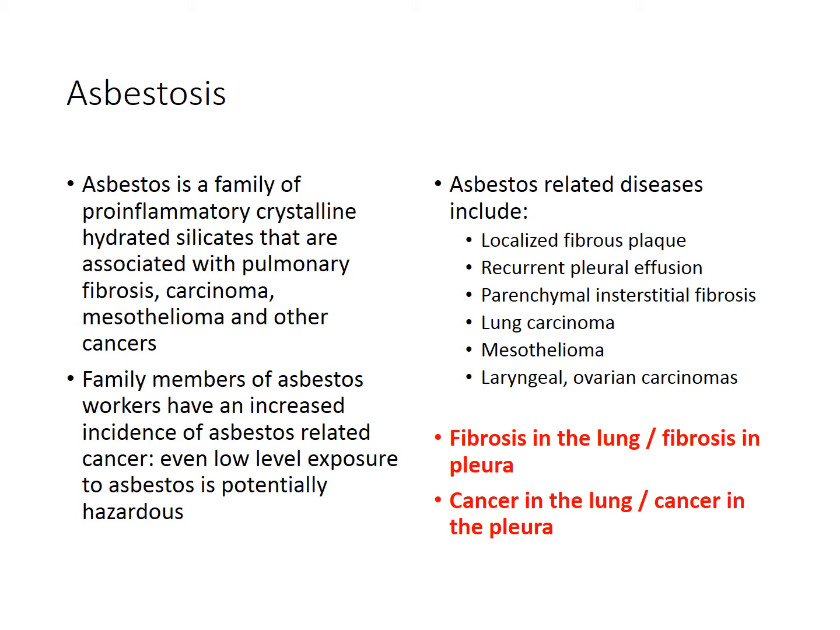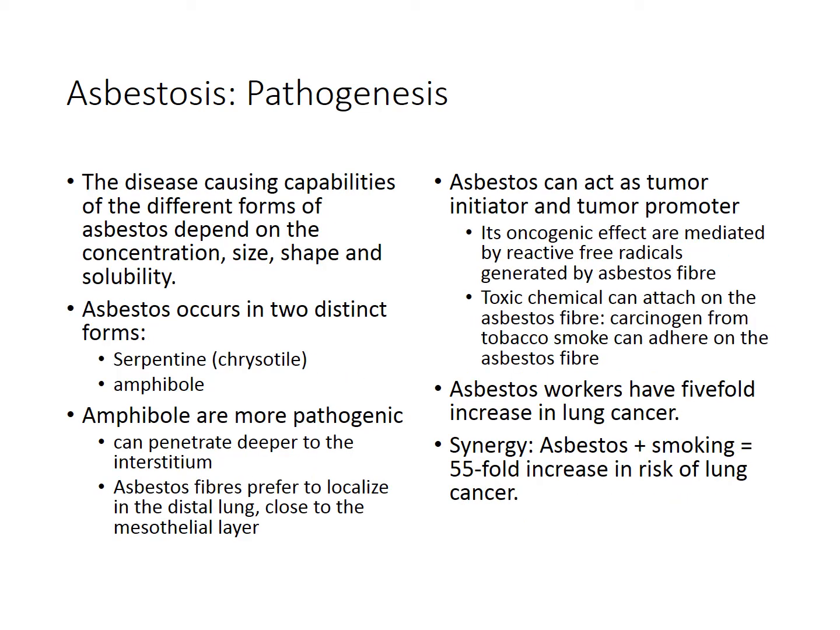Asbestos exposure is seen in construction workers, plumbers, and shipyard workers. Not only are the workers at risk for asbestosis, even the family members of asbestos workers have an increased incidence of asbestos-related cancer. It causes a number of diseases as listed there: fibrosis in the lung, fibrosis in the pleura, cancer in the lung, cancer in the pleura. Cancer in the pleura is called mesothelioma. The disease depends on the concentration, size, shape, and solubility of different forms of asbestos.